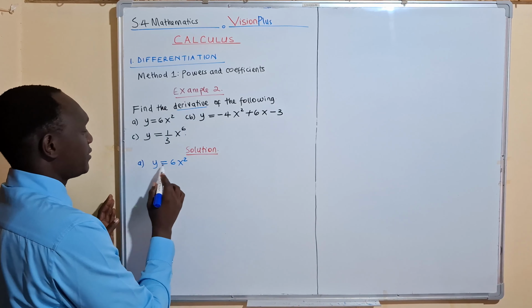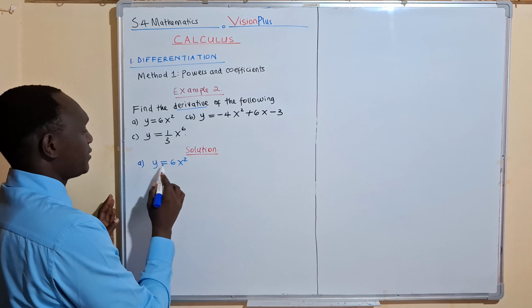And then you simplify. 6 times 2 is 12x. What is 2 minus 1? It is 1. It gives us 12x. So this is the derivative of the function y. Therefore, dy dx equals 12x. And that is the answer for part A. Going to part B.